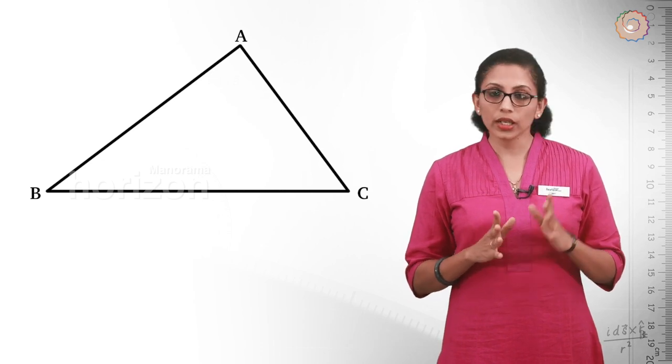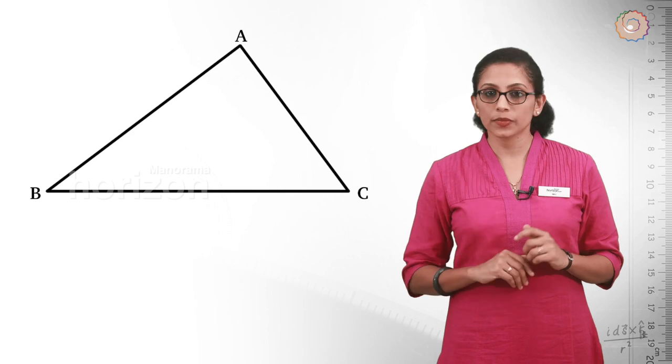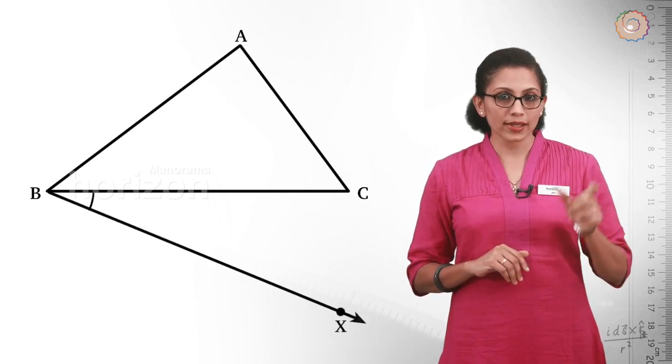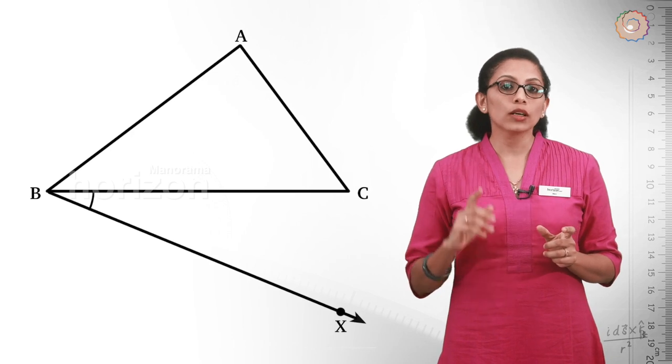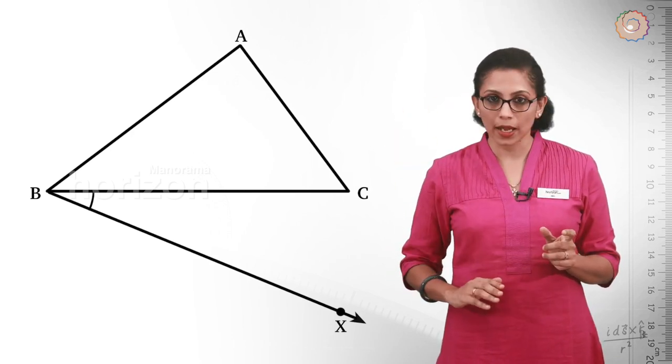We need to construct a triangle similar to triangle ABC. Let's see the steps of construction. First, draw any ray BX making an acute angle with BC on the side opposite to the vertex A.